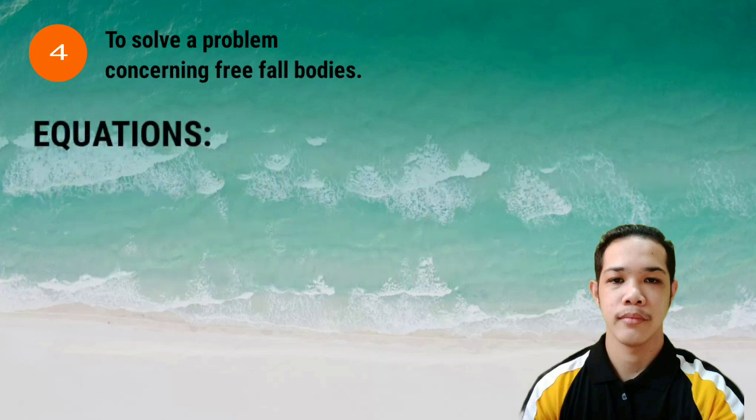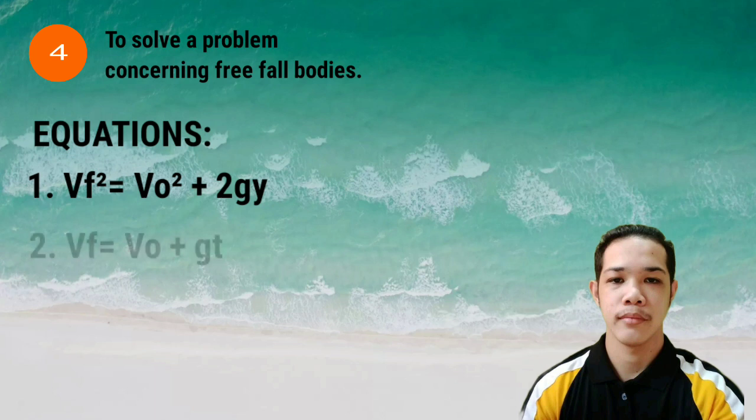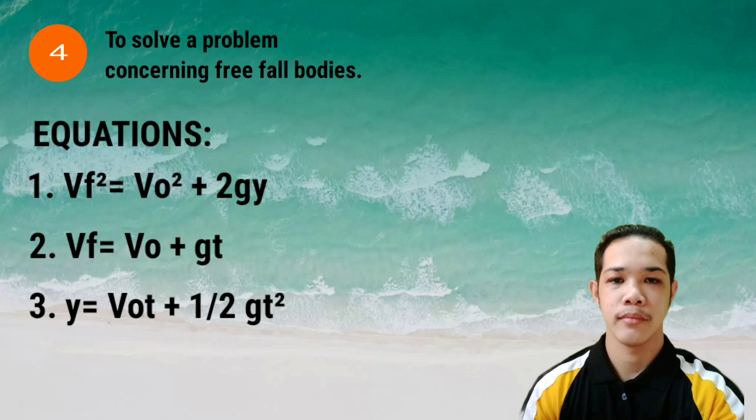For the equations, we use three formulas for this problem. The first one is v sub f squared is equal to v sub i squared plus 2gy. The second is v sub f is equal to v sub i plus g multiplied by t. Lastly, y is equal to v sub i multiplied by t plus 1/2 g multiplied by t squared.